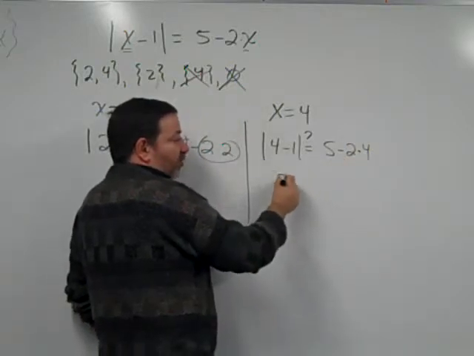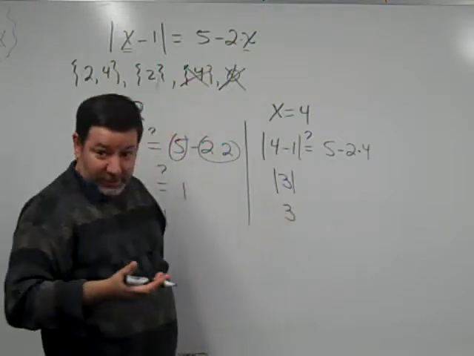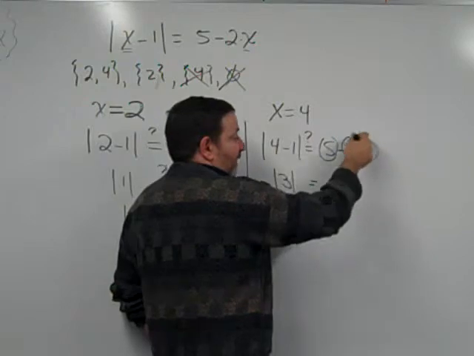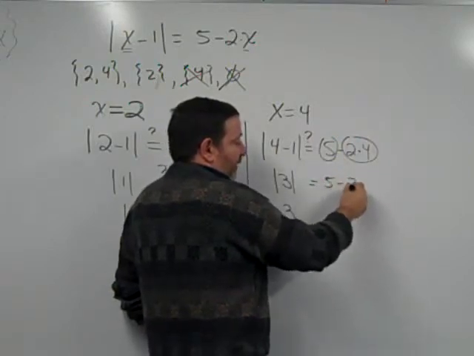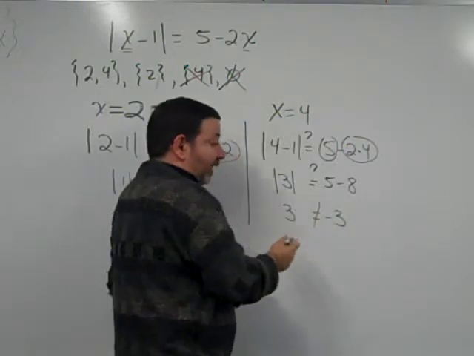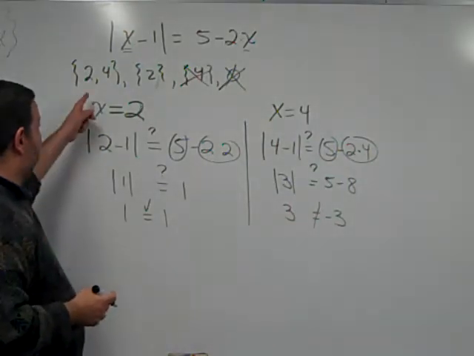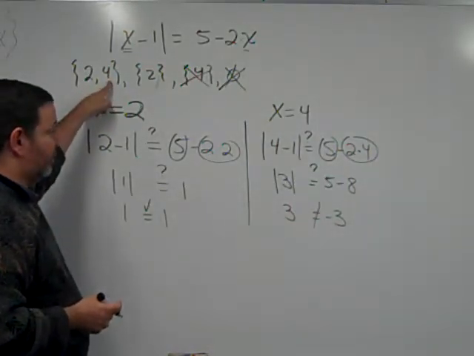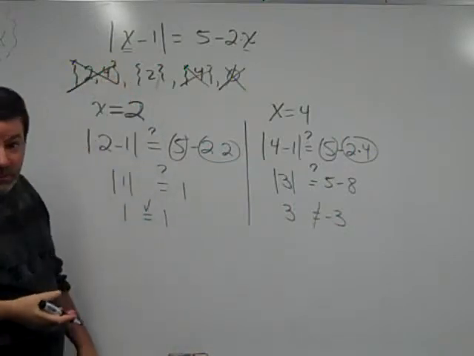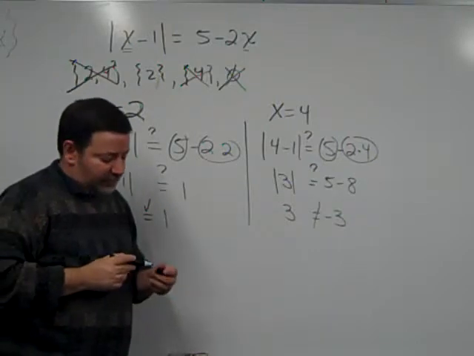Well, 4 minus 1 is 3. The absolute value of 3 is 3. The right side is this number minus that number. It's 5 minus 8, which is negative 3. And they are not equal. So it turns out that 4 is not a solution. So 2 and 4 is not a solution. Only x equals 2 is an answer.